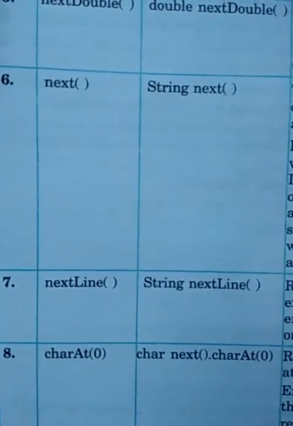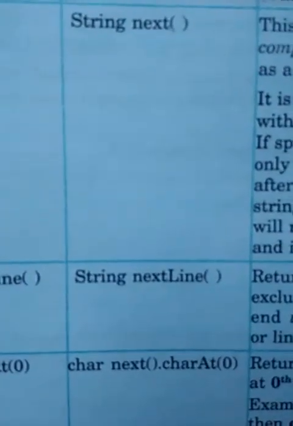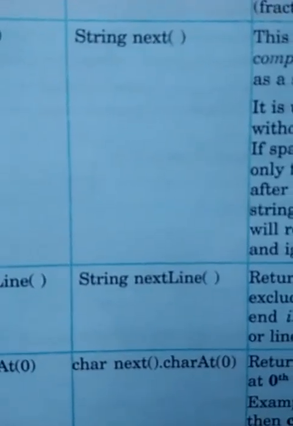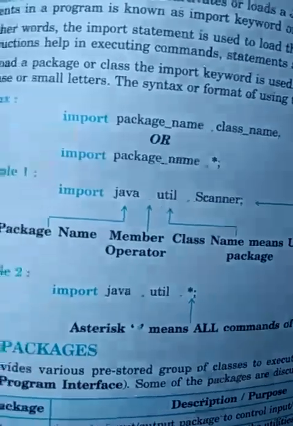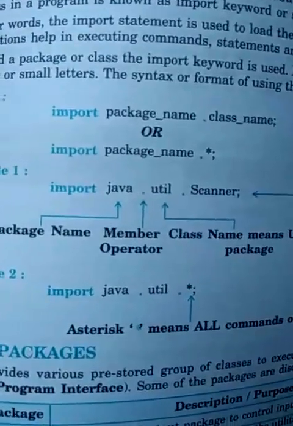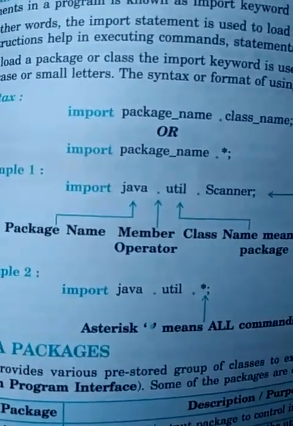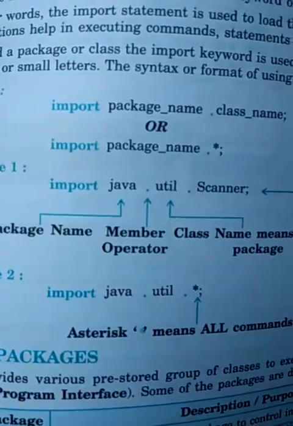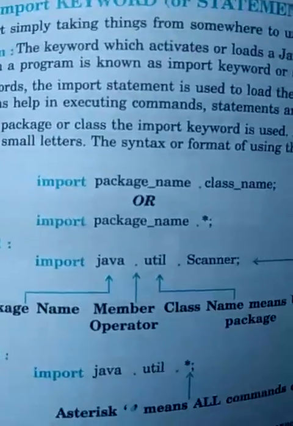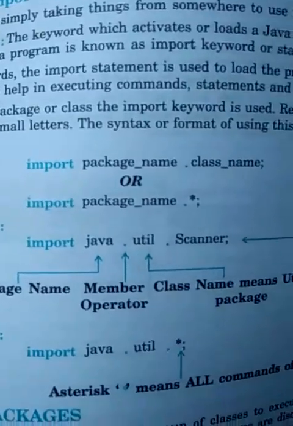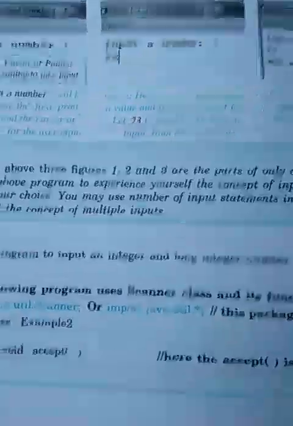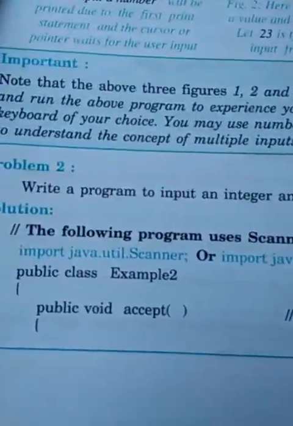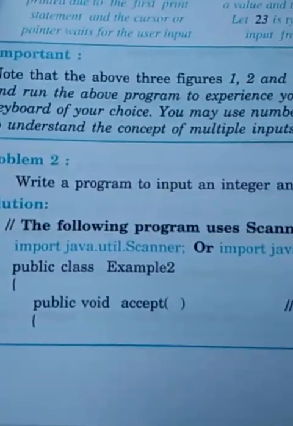And charAt(0), this function is used to read a single character from a user. Before the use of the Scanner class you have to import the util package. The statement for that is import java.util.*; or we can also write import java.util.Scanner.